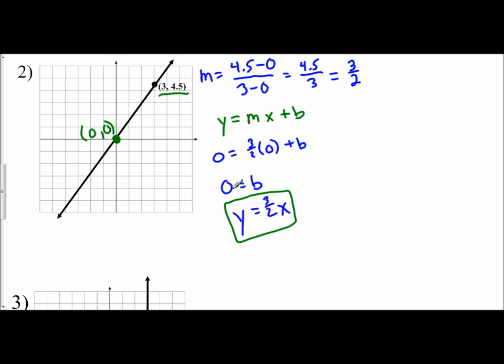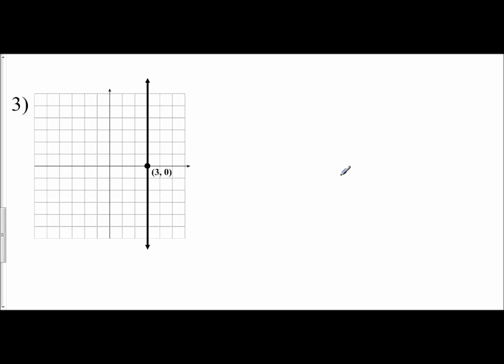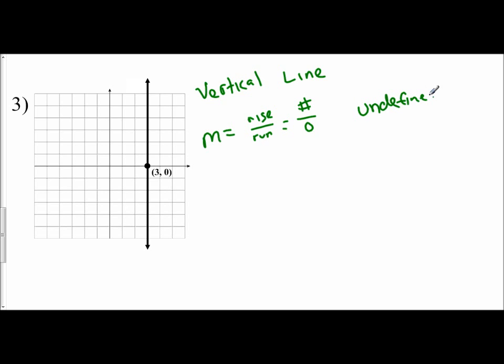And so now let's examine example 3. Example 3, we're given a point on the line as 3, 0, and it looks like this is a vertical line. For a vertical line, remember, slope is your change in y over your change in x, your rise over your run. And so here I'm going to have a vertical change, but I don't have a horizontal change. So I'm going to have a number over 0, which is undefined because you cannot divide by 0.